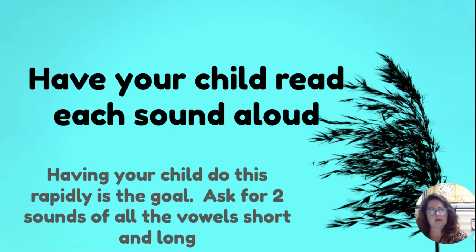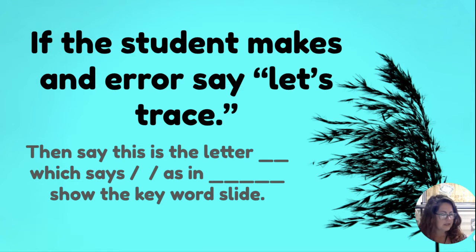Okay, I'm having a little bit of trouble here. All right, we're going to do this rapidly. If your student makes an error, then you would say, this is the letter B, which says B, as in ball. So you would have them look at the letter, show the keyboard slide, and then trace B, B, B, 3 times.